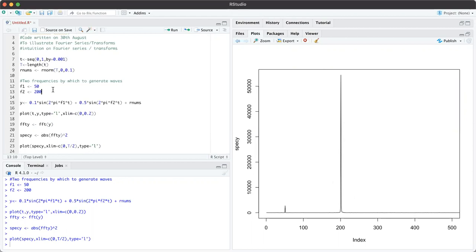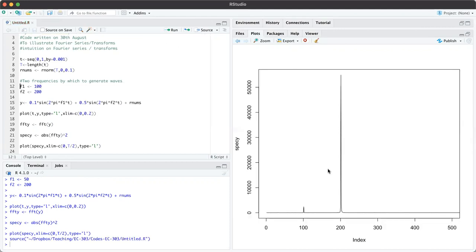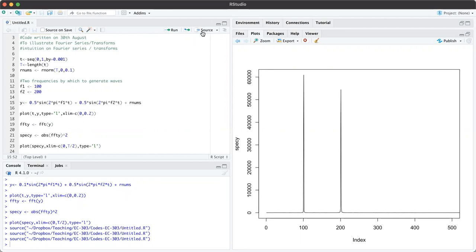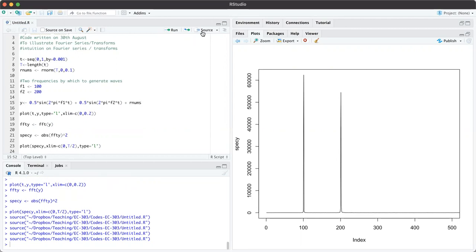We can also change it and see how well it works. Let's see, 100 and 200, does it work? See, 100 and 200 works. Let's change the amplitude and make them equal. Does it work? There is of course a small difference because of the stochasticity that I add. Every time you run, there will be some differences in the computation.